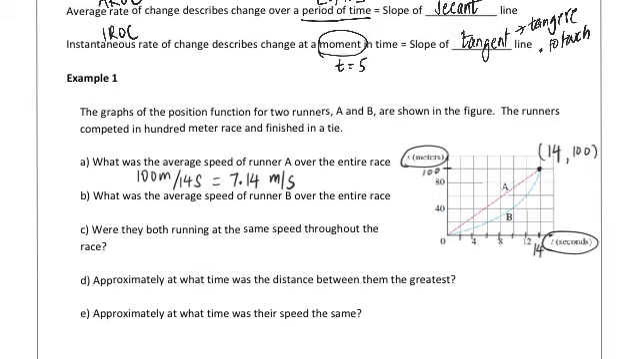Now, runner B is not going at the same speed throughout the race, but his average speed is going to be the same thing as the average speed of runner A. We are thinking of this blue graph, right? If we're talking about average speed for that entire length of time, we're taking the beginning and the end and connecting those in a secant line and finding that slope.